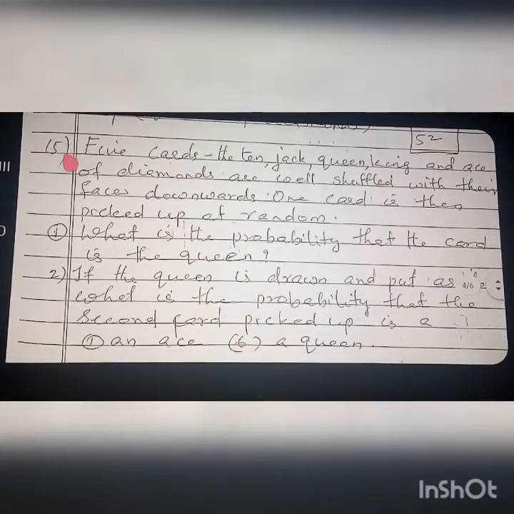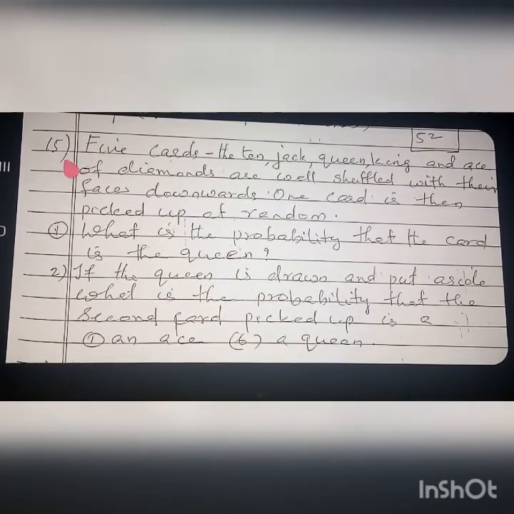Now, next, the 15th question. Read the question properly. In total, how many cards are there? 5 cards. Which are they? The cards written 10, jack, queen, king and ace. Count them: 1, 2, 3, 4 and 5. So there are 5 cards: one is the 10, one is the jack, one is the queen, one is the king and one is the ace, of diamonds.